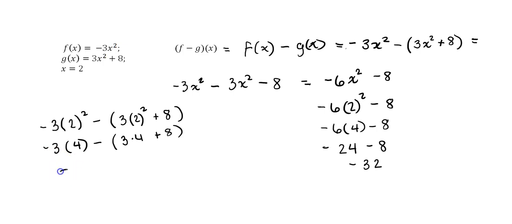Here I'm going to have a negative 12 minus 12 minus 8, right? Because this negative distributes to both of these. So I wind up with a negative 24 plus a negative 8. That's going to get me my negative 32. So either way will get you there.